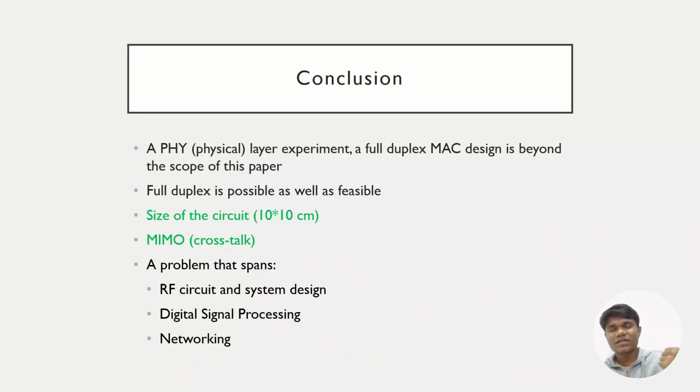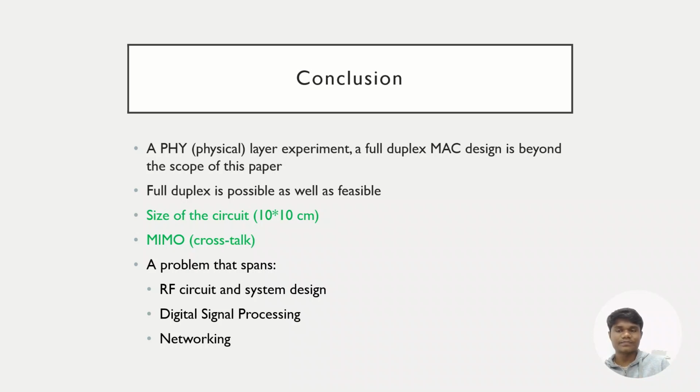Now, coming to the conclusion, finally, the things that were described in this paper are only a physical layer experiment. A full MAC design, which is with multipliers and adders, is beyond the scope of this paper. As in the actual implementation, I guess they have not given that to us. I do not have full understanding of this. And what this paper shows us is that full duplex is possible as well as feasible.